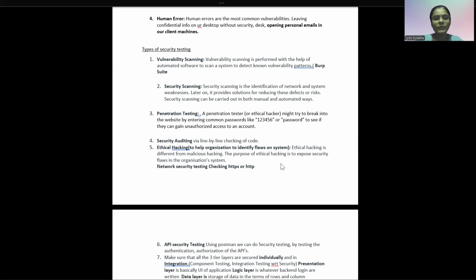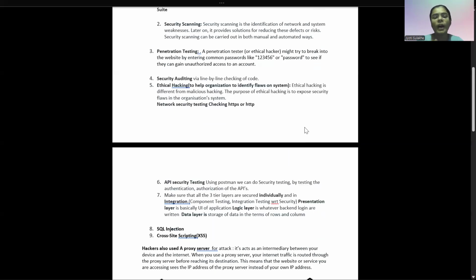Another type is security auditing. Security auditing means we check the code line by line to see whether it reveals any confidential information or data. Another type is ethical hacking. Ethical hacking helps organizations identify flaws in their systems. The main purpose of ethical hacking is to expose the security flaws in organizations' systems.